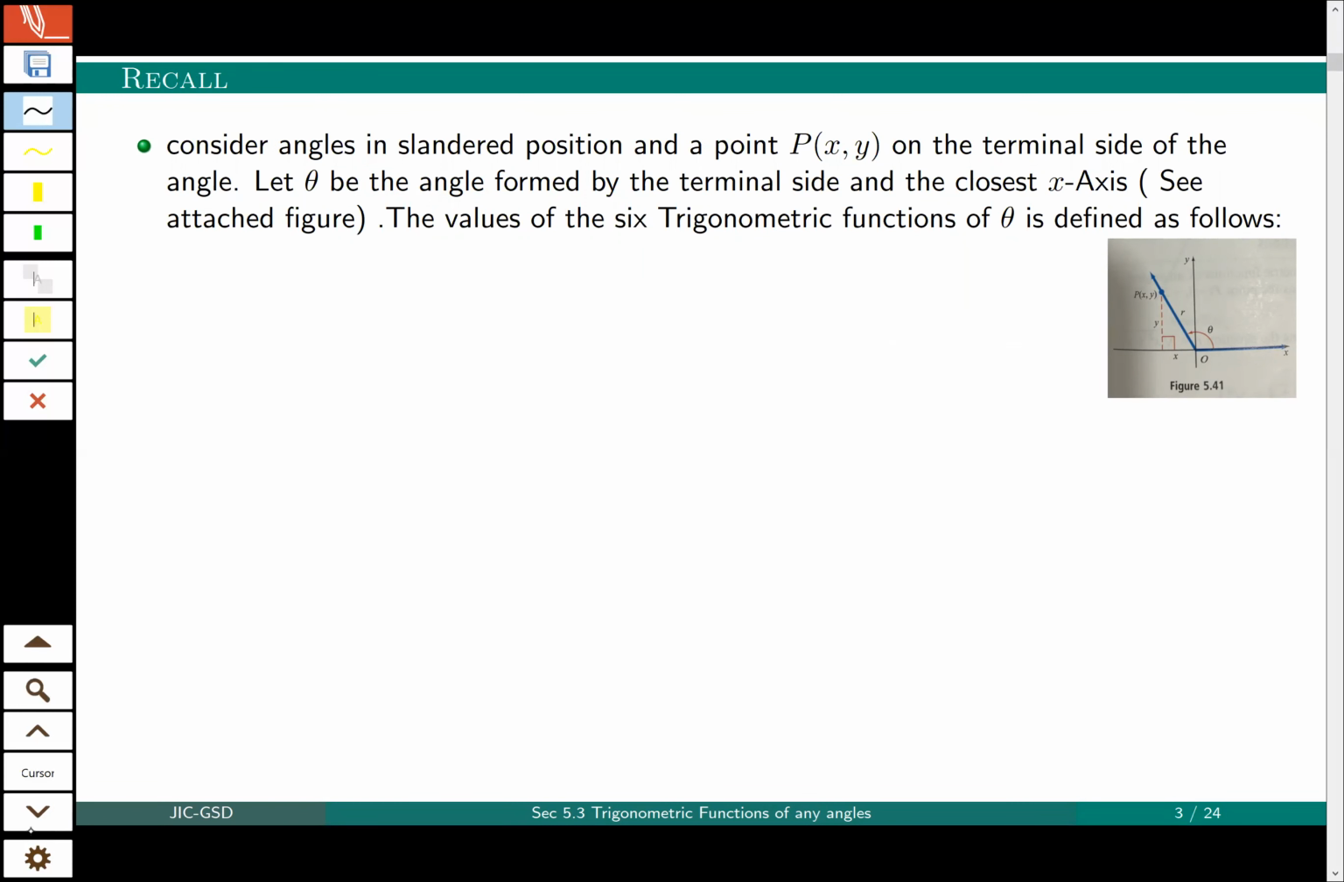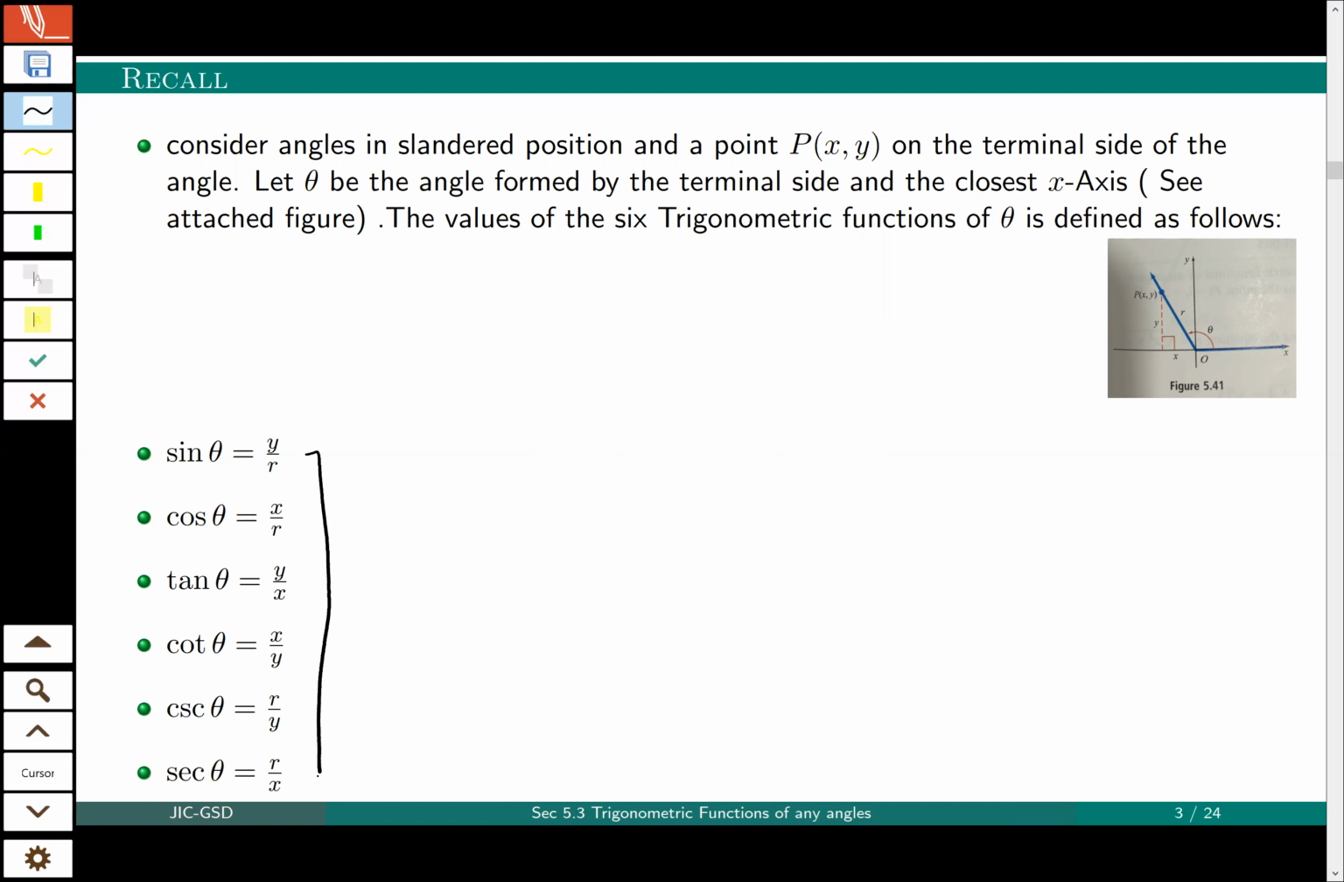So the first thing we need to discuss is how to define our trigonometric functions. Our trigonometric function sine theta will be y divided by r. Cosine theta is x divided by r, and tan theta is y divided by x. Of course, cosecant will be r over y, secant will be r over x, and cotangent will be x over y. So these are the basic definitions which must be well written in our brain like our name.